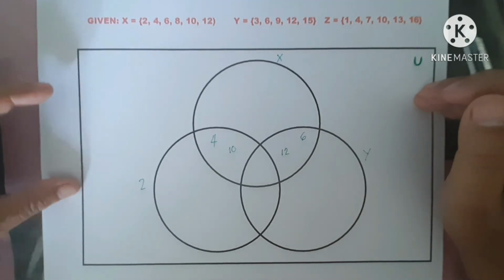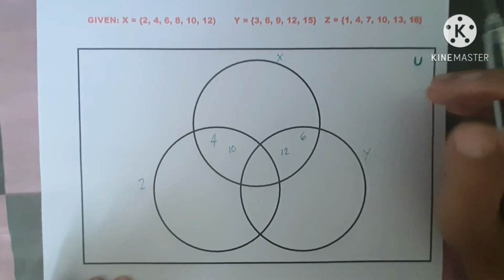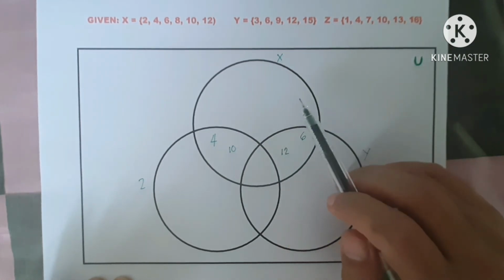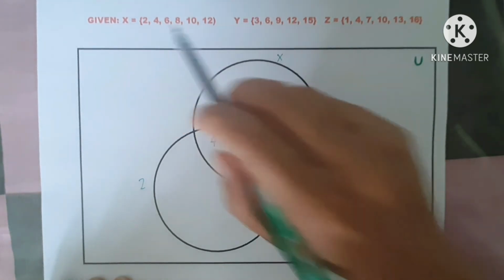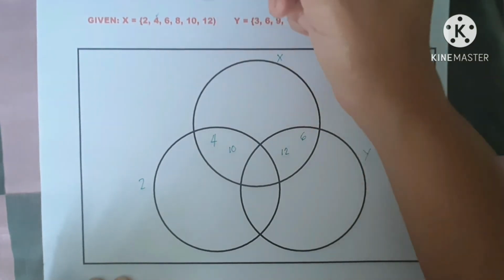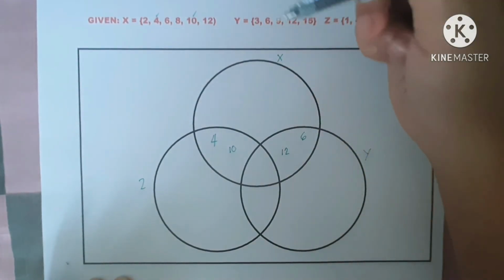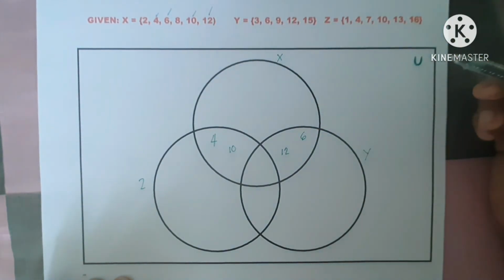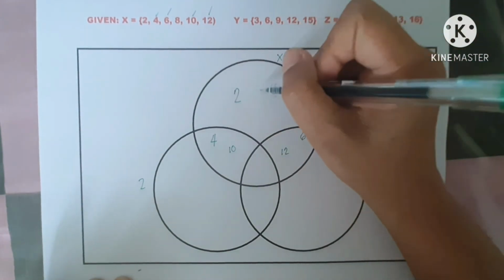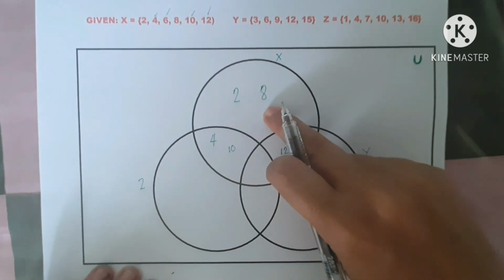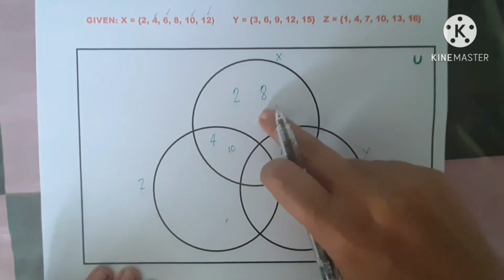4 and 10. Let's now complete the Venn diagram by listing down the elements that are not yet written for every set. Let's start with set X. Now, in set X, we have already written 4, 10, 12, and 6. So, what is not yet written? 2 and 8. So, you can place them there. 2 and 8. That means these elements are not in the other sets.